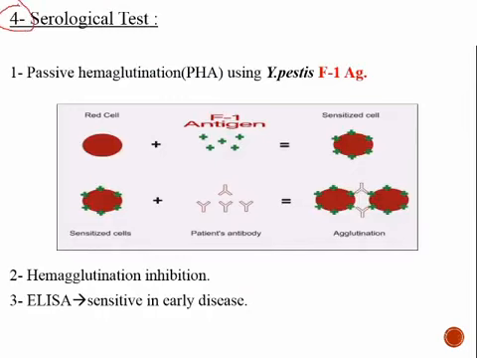Now let's move to the serological tests. The first serological test is called passive hemagglutination using Yersinia pestis F1 antigen. So F1 antigen is a specific antigen for Yersinia pestis. How does this test work? Basically, I have the F1 antigen. Now I could add this antigen to a serum sample of the patient.